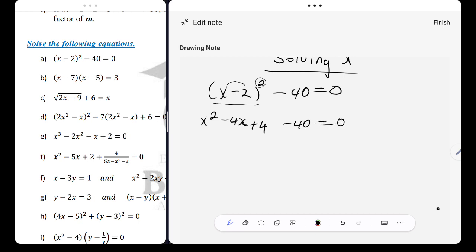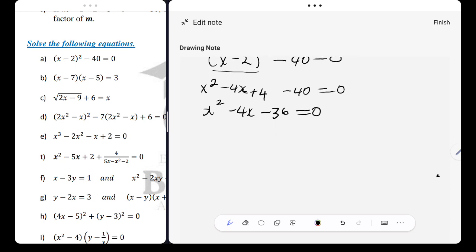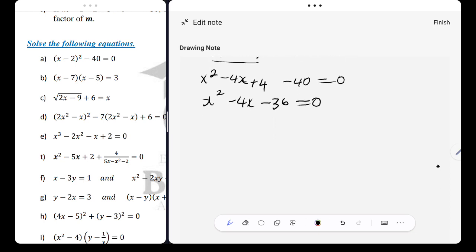Now we don't have brackets. All we need to do is to make this to be on standard form. We have x squared minus 4x minus 36 is equal to 0. Right, together. There are no factors of 36 that, when you subtract, will give us 4. So what can we do? We can use our quadratic equation.